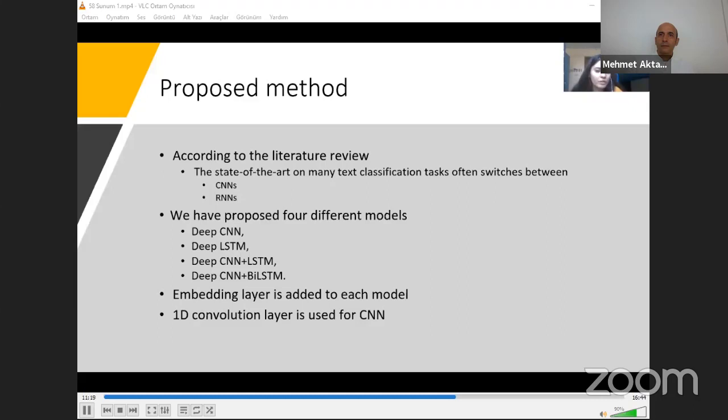And then we have used a 1D convolutional layer for convolutional neural networks. So the purpose of using 1D convolution was that in comparison to a 2D convolution, we were enabled to use larger filters by using 1D convolution.